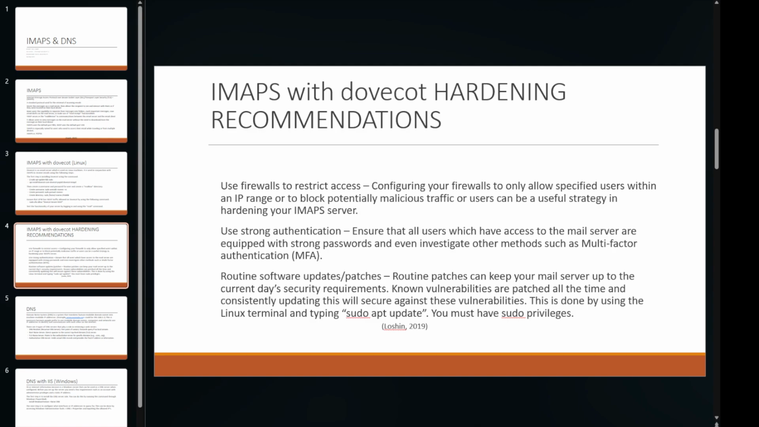And lastly, regular updates and patches. Finally, routine software updates are key. Vulnerabilities in mail services are constantly discovered and patched, so staying current is critical, and by running sudo apt update and sudo apt upgrade regularly, you make sure your mail server meets the latest security standards. Just remember, you'll need administrator privileges to do this.